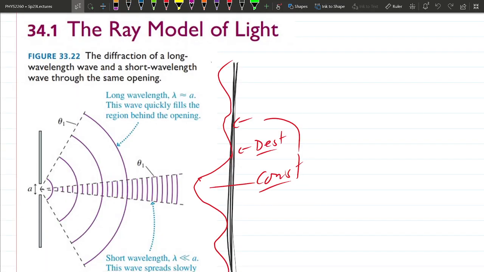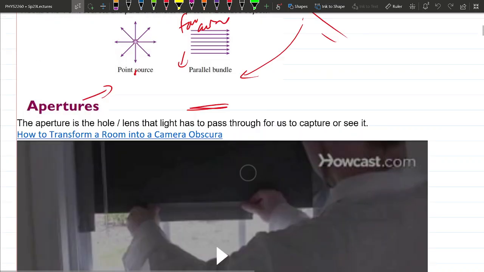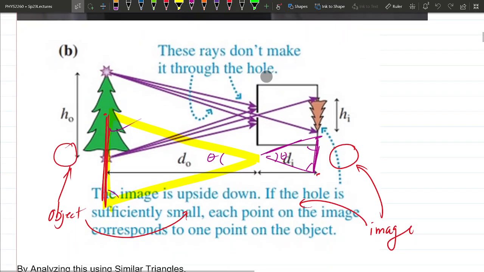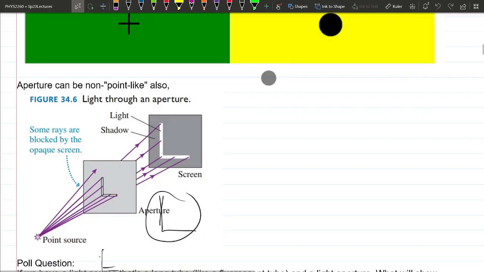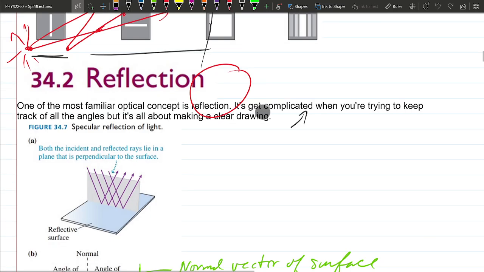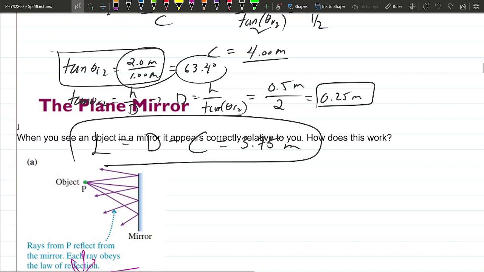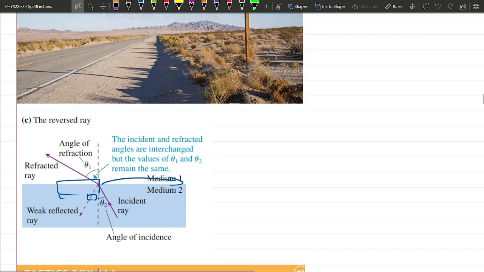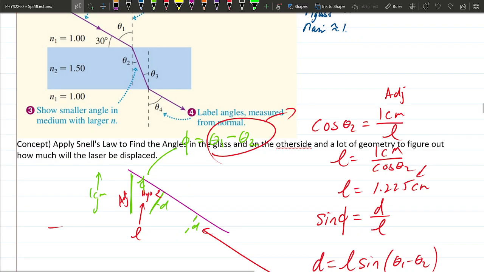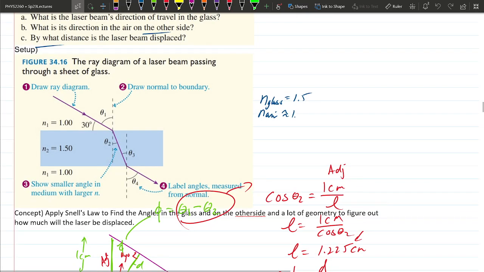Alright, so let's continue on our little ray chapter, the last chapter we'll be covering before the final. Objects, apertures, magnification, blind spots. Okay, we did reflection, and I think we finished up refraction last time. Keep going down, right?